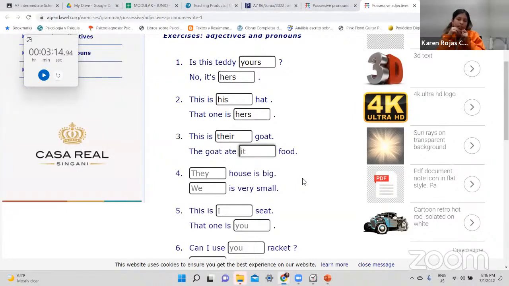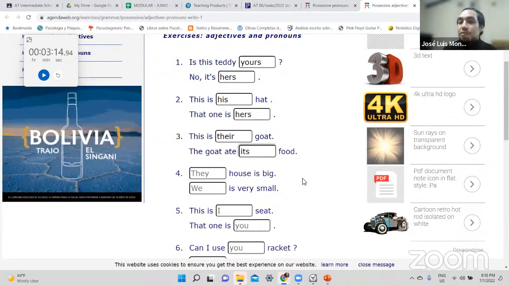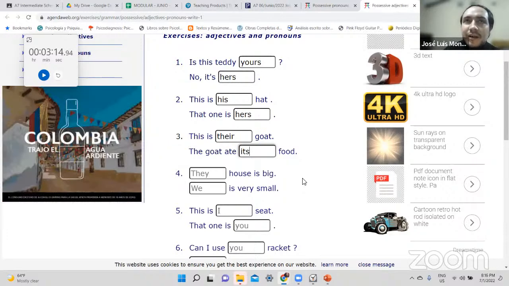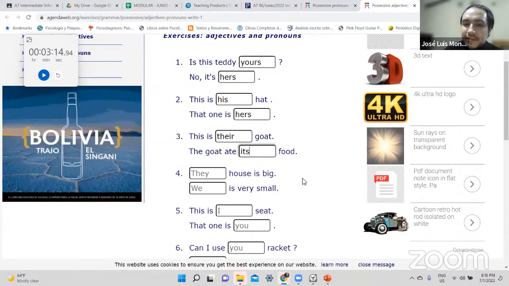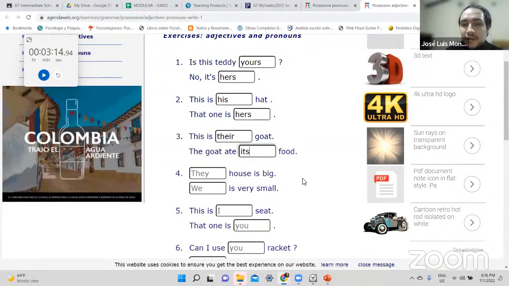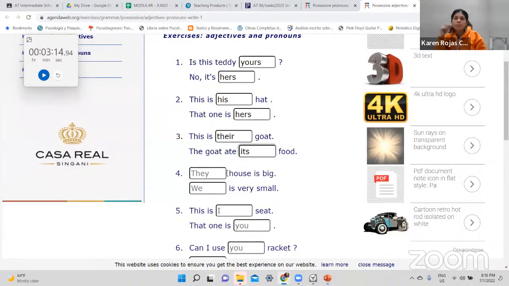It's exactly right. Usually, we do that with closer animals like pets, right? But again, grammatically speaking, if you don't want to make a mistake, the best option is always going to be its. All right. What about number 4?